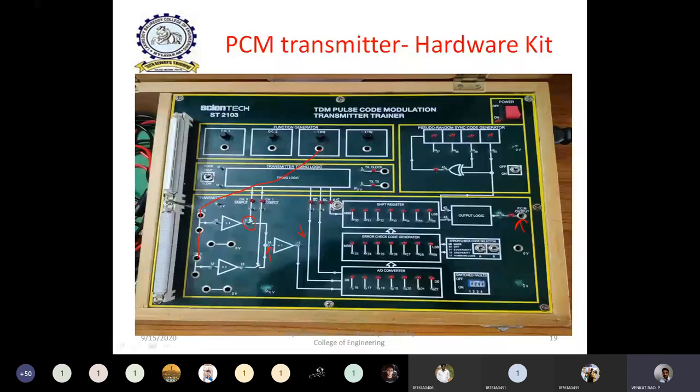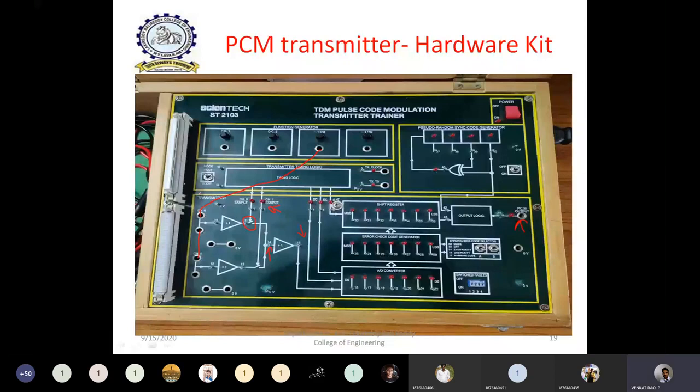Is that clear? In this way, we can convert the analog signal to a sampled signal, a quantized signal, and then a digital signal. Okay. Also, where the clock pulse is, this is where we can observe the sampling clock. Right. Now we'll see how the different signals are obtained in the CRO.